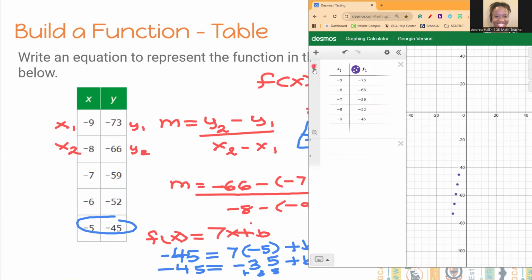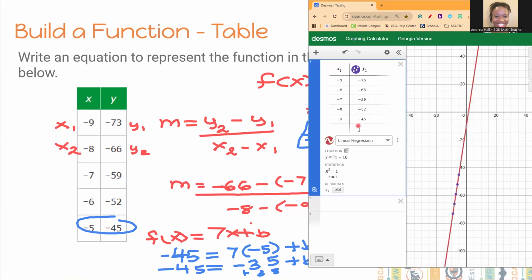Now, do you guys see this little thing right here that popped up? If you hover over, it's going to say add regression. So it's really small. You got to pay attention. It's right here next to the number. Click on that. You want a linear regression, and there is your equation: y equals 7x minus 10. Did you guys see that? I hope you paid attention to that shortcut.